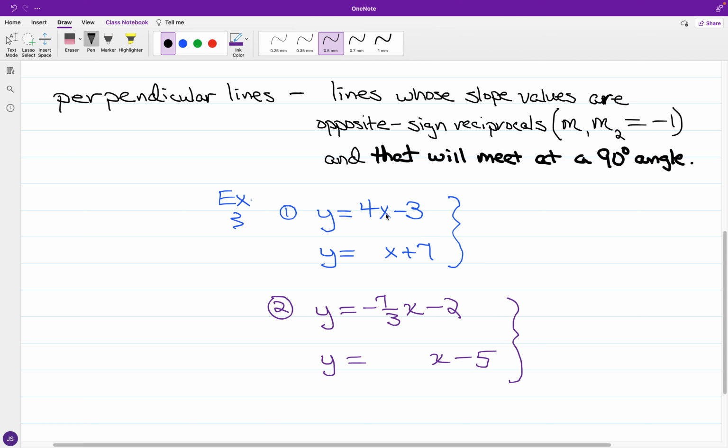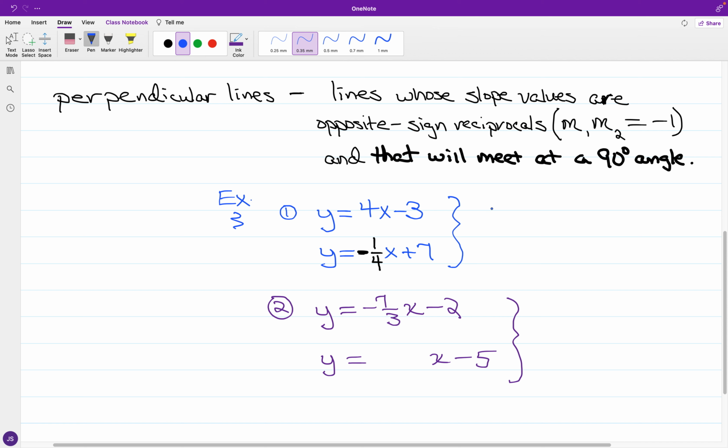In this particular case, the first line has a positive slope, and for the other line I want the slope to be negative. And not just a negative, but an opposite sign reciprocal. So I'm not looking at -4, but the negative of the reciprocal of 4. Think of 4 as 4 over 1, and the reciprocal of 4 over 1 is going to be 1 over 4. And so the opposite sign reciprocal of 4 will be negative 1/4.